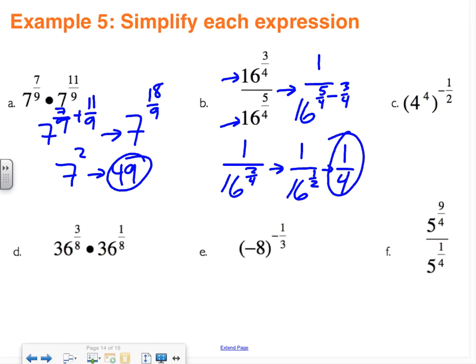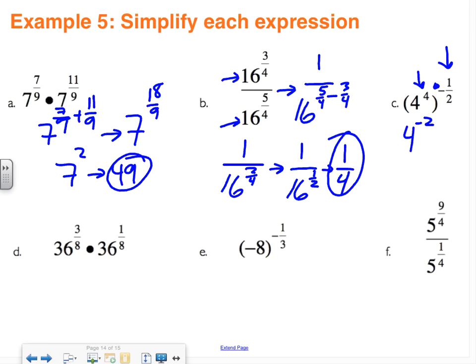Okay, let's look at this one. This is a power to a power. So you've got your power, and then you're raising it to another power. So the rule, as you might remember from the front page of our handout, is that you multiply these exponents. So you're going to take 4 times negative 1/2. If you do that, you get negative 2. So the first step is you get 4 to the negative 2nd power.